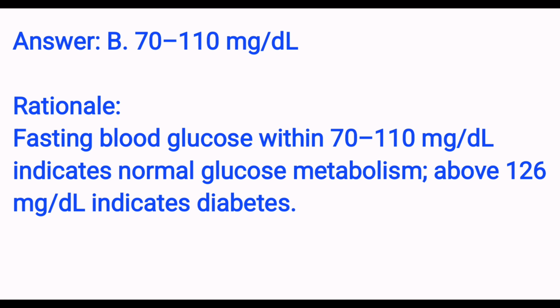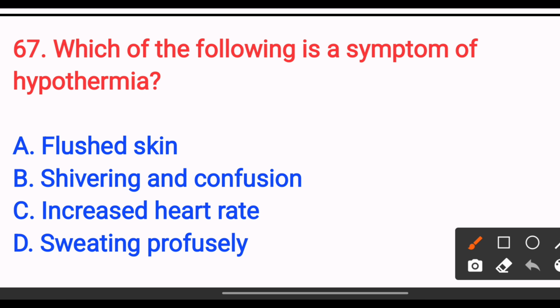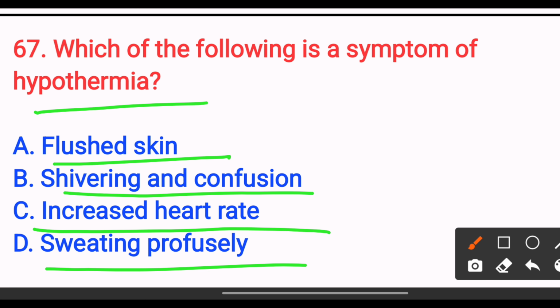Next, which of the following is a symptom of hypothermia? Option A, flushed skin. Option B, shivering and confusion. Option C, increased heart rate. Option D, sweating profusely. The answer is option B, shivering and confusion, because decreased body temperature leads to muscle shivering, bradycardia and altered mental status.